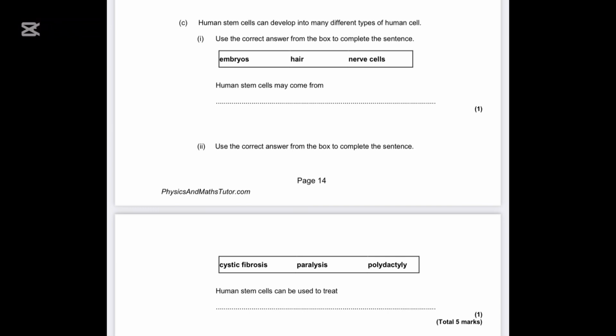The next question says, use the correct answer from the box to complete the sentence. Human stem cells can be used to treat paralysis. Yes, it can be used to treat paralysis. Paralysis is the right answer. We're going to the next question.